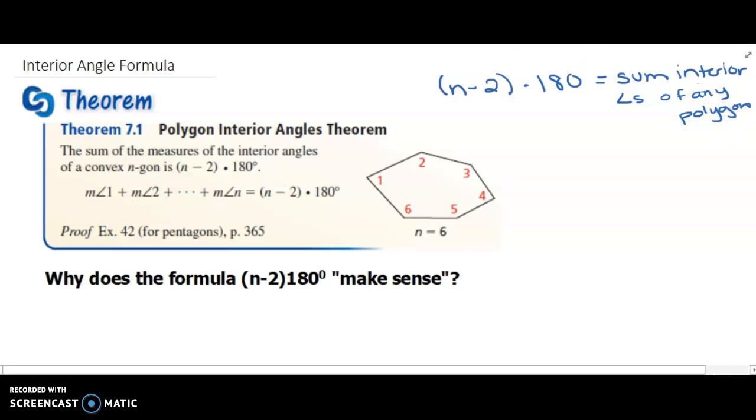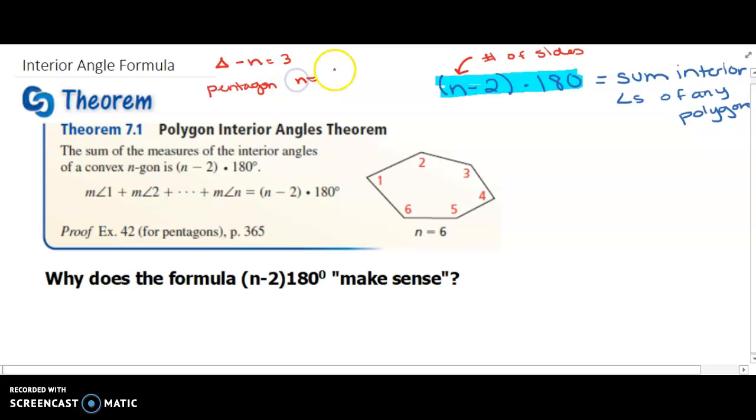Okay, you will need to know this formula right here. N minus 2 times 180. Now this n is the number of sides the polygon has. So if you have a triangle, your n would be 3. If you have a pentagon, your n would be 5. Okay, so on and so forth. So that's what you would plug in for this n.